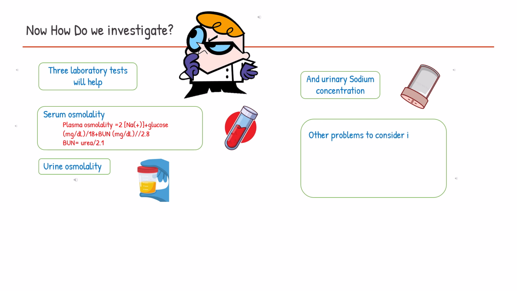Other problems to consider in the differential diagnosis are as follows. Hyperlipidemia, paraproteinemia, pseudohyponatremia. These conditions can cause false decrease in serum sodium levels, hence their name pseudohyponatremia. In these conditions serum osmolality is actually normal unlike in true hyponatremia in which it's decreased.